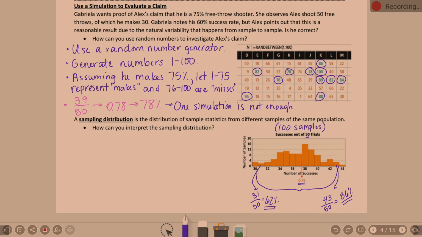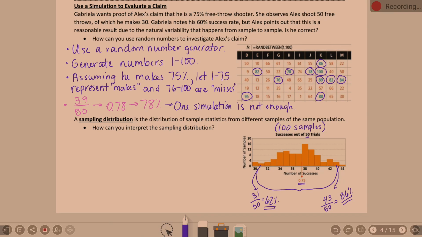I'd be supporting Gabriella. You can claim natural variability. I can't say that word very well. However, 60% is kind of on the low side. It's not much low, is it? But it is definitely right there at the outskirts. Okay. So that's a way to use random numbers.